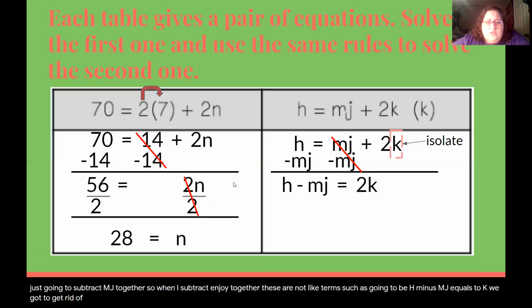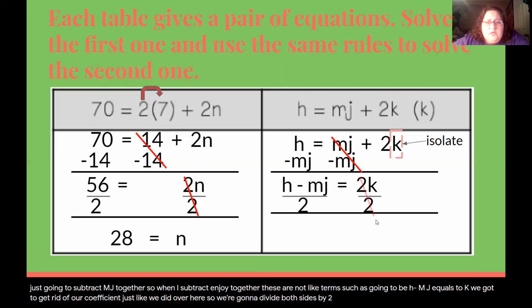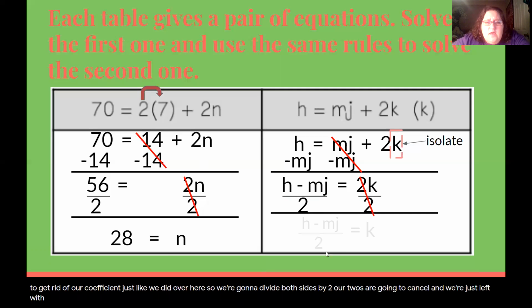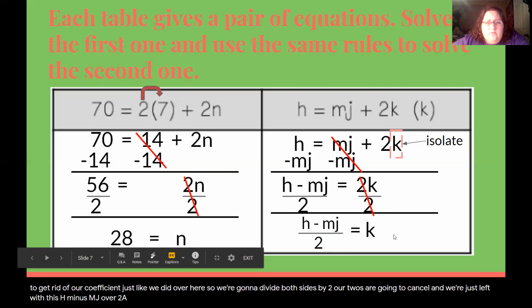We have to get rid of our coefficient just like we did over here. So we're going to divide both sides by 2. Our 2's are going to cancel, and we're just left with this: h minus mj over 2 equals k.